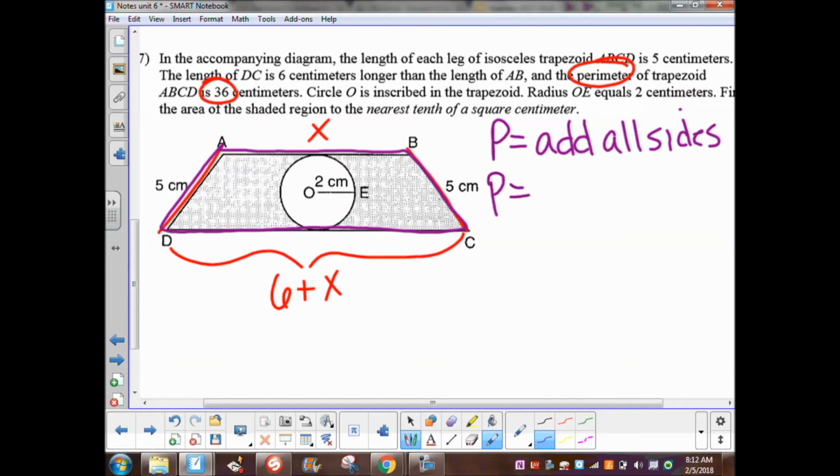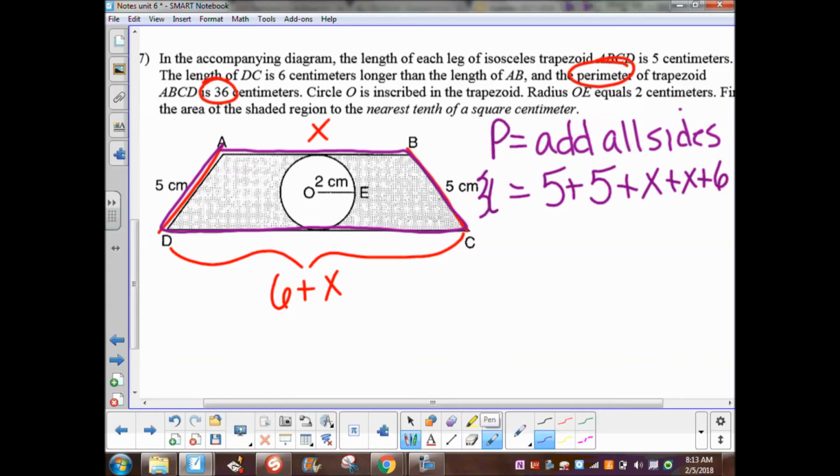So I know the trapezoid has a base 1 of x and a base 2 of x plus 6. And what's my perimeter? 36.